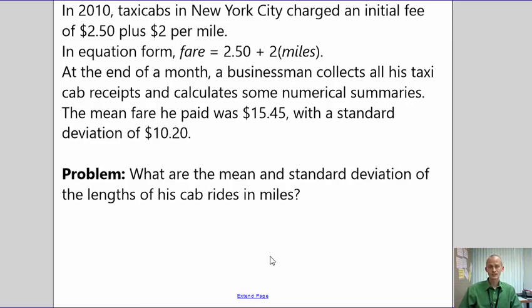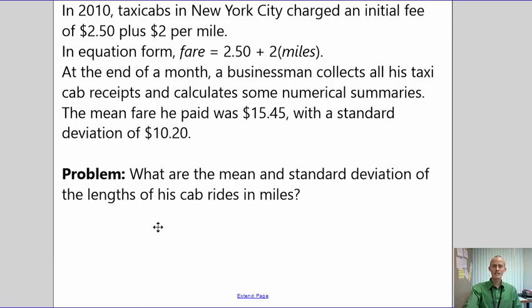So the problem in your notes says, what are the mean and standard deviation of the lengths of his cab rides in miles? So using that equation, we can figure out what will happen to our mean and our standard deviation. Our mean is our measure of center, standard deviation is our measure of spread. So take a moment to pause the video here and then continue when you have your guess.